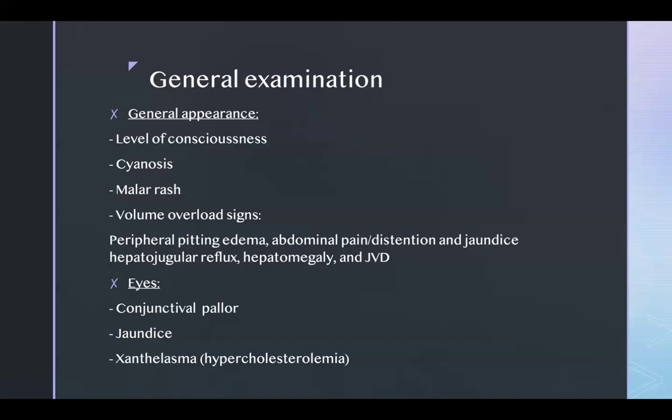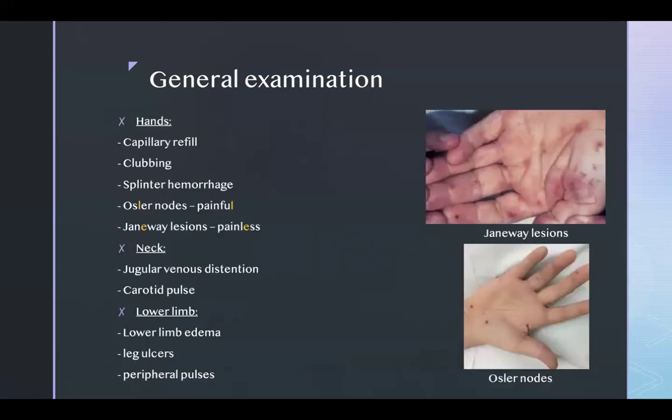In the eyes, you would look for conjunctival pallor, indicative of anemia. Look for jaundice. Again, it would be seen in the sclera, and then for xanthelasmas, which are tiny, small, yellowish spots indicative of hypercholesterolemia. Moving on to the hands, look for capillary refill. Is it delayed or not? Less than 2 seconds is normal.